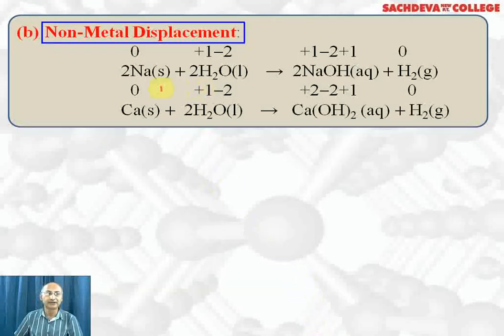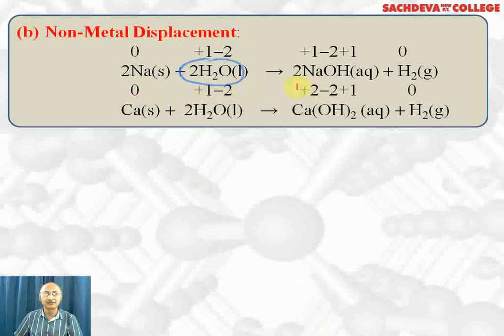Non-metal displacement reactions. 2 sodium metal reacts with 2 cold water to form sodium hydroxide plus hydrogen gas. Now hydrogen is being displaced, therefore it is called a non-metal displacement reaction. Oxidation number of sodium is changing from 0 to +1 and oxygen is -2, it remains -2 on both sides. Hydrogen is changing from +1 to 0.